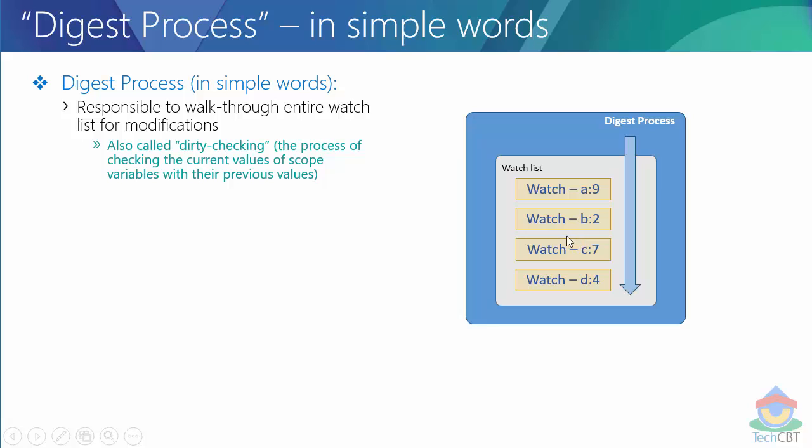And as I mentioned, the process of checking the current values of the scope variables against their previous values is nothing but dirty checking. As I mentioned, it just watches for the variable values.